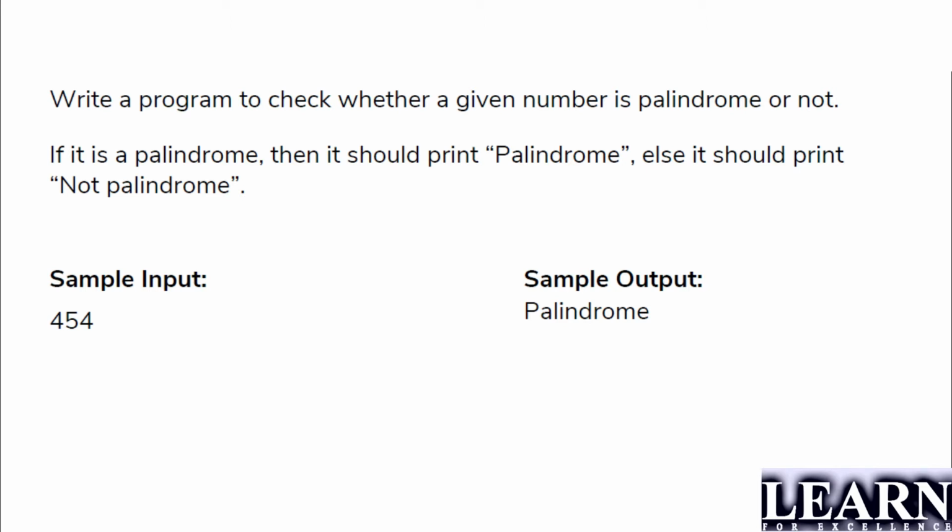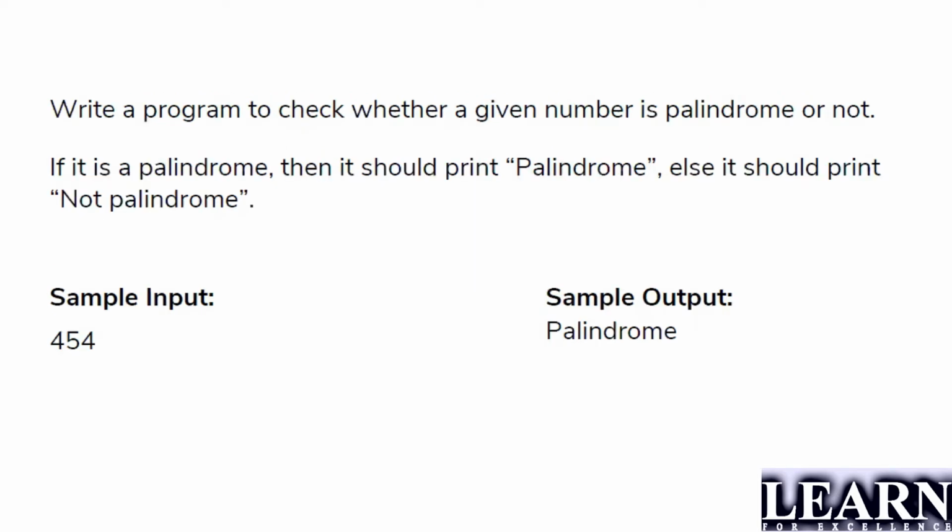Okay, let's have a look at the question. Write a program to check whether the given number is palindrome or not. It's a very beautiful one. If it is a palindrome, print "Palindrome" with P capital, and if not, print "Not Palindrome" with just N capital, and there is one space. Now, how to check whether it's a palindrome or not.